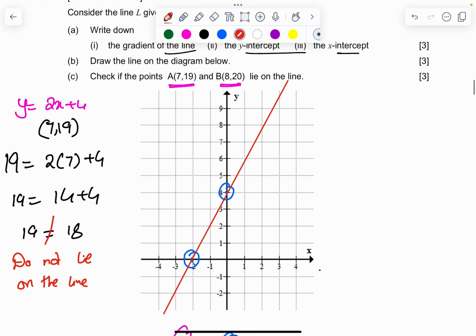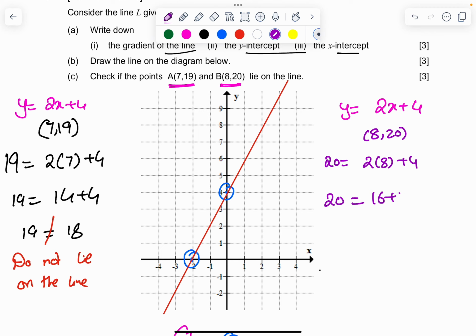Now the next point is 8, 20. So I'm going to take the point 8, 20. So 20 equals 2 times 8 plus 4. 20 equals 16 plus 4. 20 equals 20. Yes, it does lie on the line.